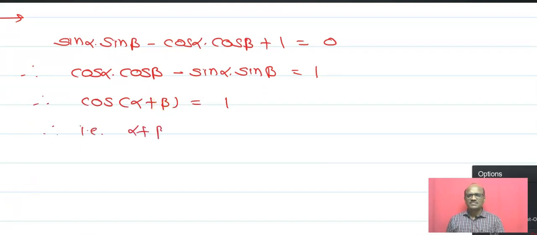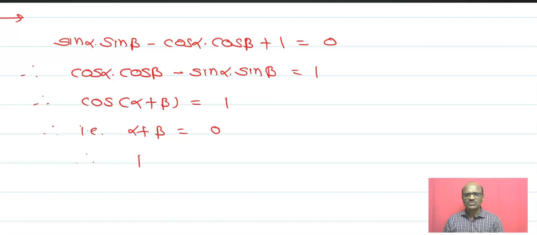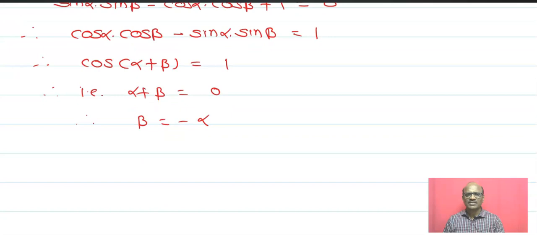Now see this here. All these two terms are on the right hand side. Again, this is also on the right hand side. And that's why, instead of the plus, we have taken here cos alpha cos beta minus sin alpha sin beta, that equals 1. But what is this? This is the expansion of cos of alpha plus beta, and that is equals to 1. But when cos of the angle equals 1, it means what? The angle is equals to 0. Alpha plus beta is equals to 0, and hence beta is equals to minus alpha.